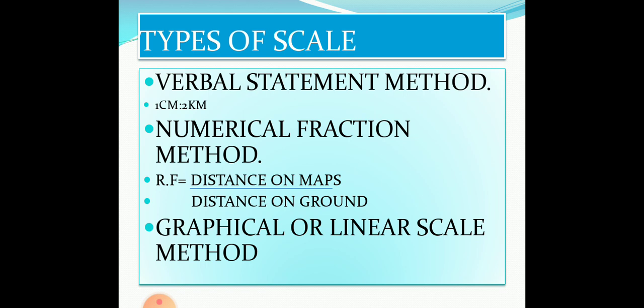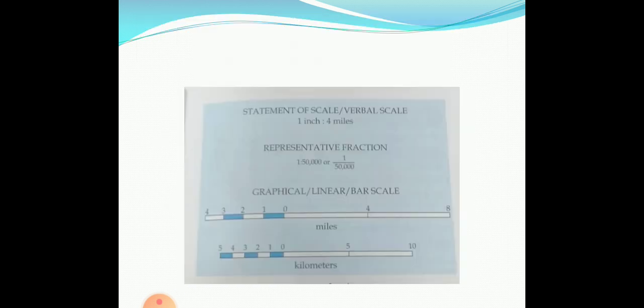The next one is the graphical or linear scale method, and this method is usually used in most of the maps, and it is considered a simple and accurate form. This is the way in which, in your textbook itself, the picture is given. You can see it here. It has two parts. The first is called the primary division, and it is further divided into two small parts, the primary and the secondary division. The primary is on the right side of the zero, and the secondary is on the left side of the zero.